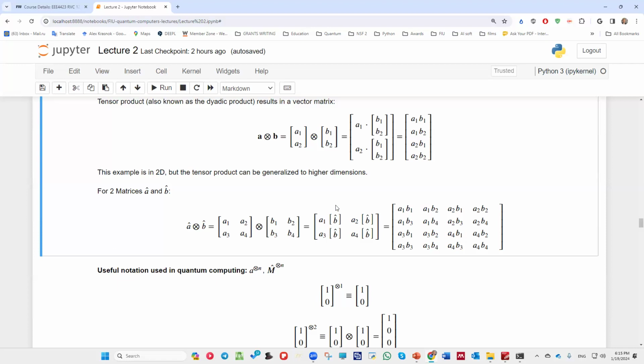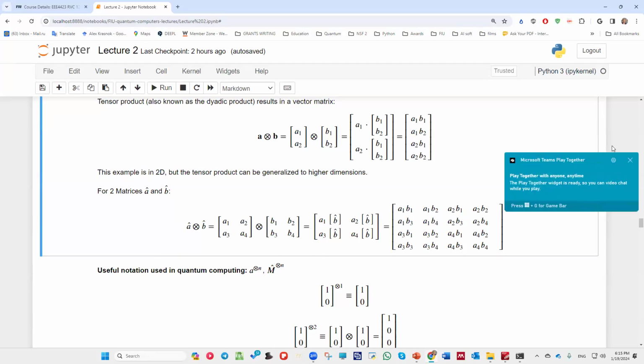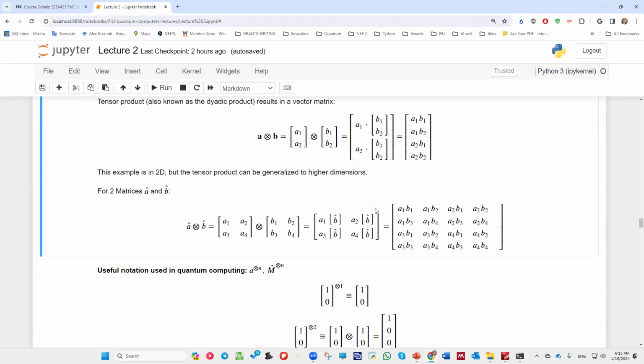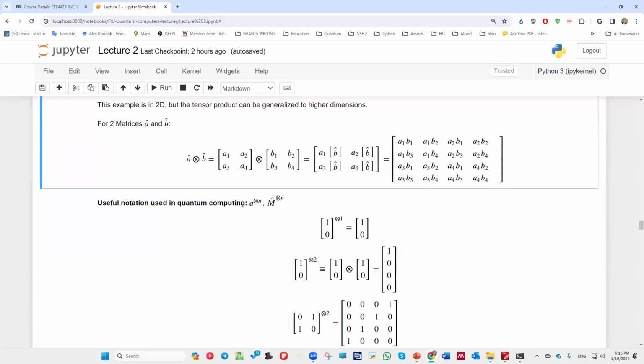And this is probably the first time we encountered this hat on top of the letter. When I write this hat on top of a letter, I specifically denote that this is a matrix or operator. Sometimes I use this hat on top of the letter, sometimes I don't. This is just for convenience.